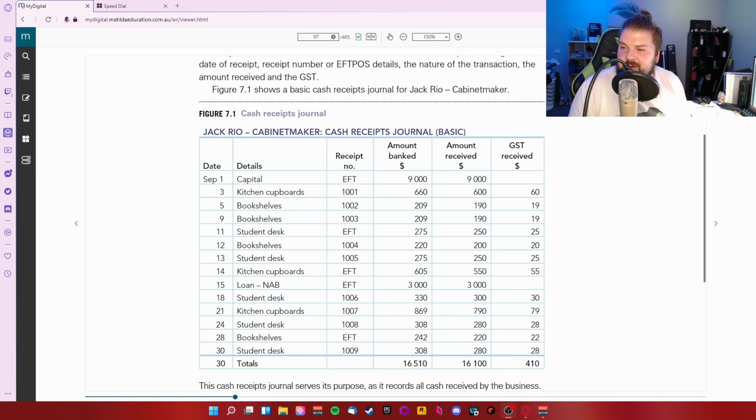What you can see on the screen is what we call a basic or a simple cash receipts journal. You can see that it's got our key columns, but then it just records everything that we do in just 3 columns. Now this is fine. It gets us to our final amounts, but what it doesn't show is where we're receiving money from, very simply.